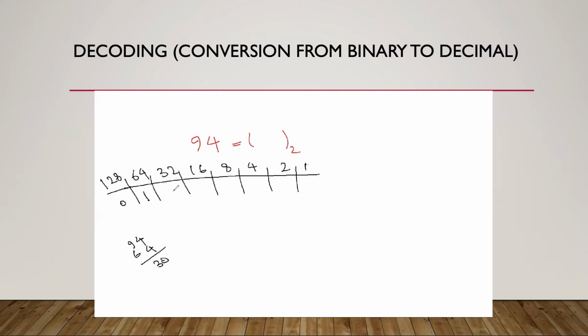Okay, 32. No, I don't have 32. I can have 16. So if I just deduct 16, that would be 14. Okay, I can have 8. If I deduct 8, I can have 6. I can have 4. If I deduct 4, I can have 2. I can have 2, and I don't need this one.